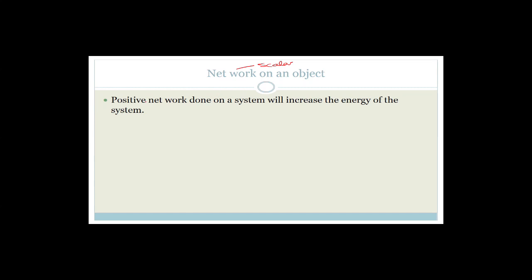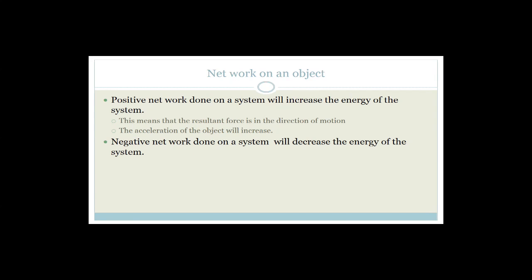If we're seeing a positive value for work, it's increasing the energy of the system. This means that the resultant force is in the direction of the motion, and the object will accelerate. Whereas if we have negative net work done on the system, it will decrease the energy of the system. In other words, the resultant force, F res, is in the opposite direction to the motion, and the object will slow down.